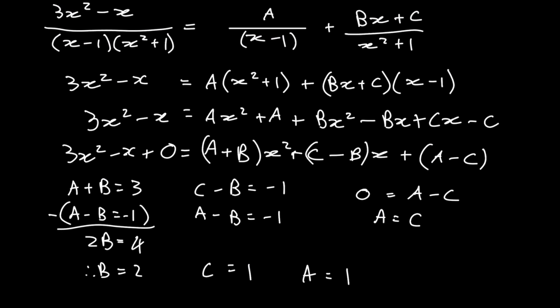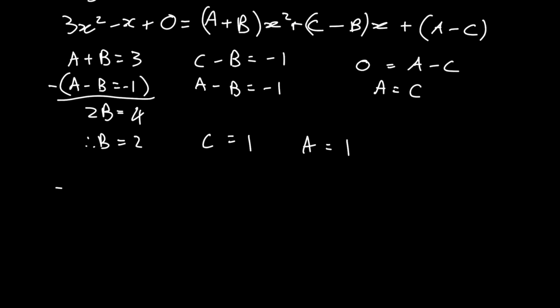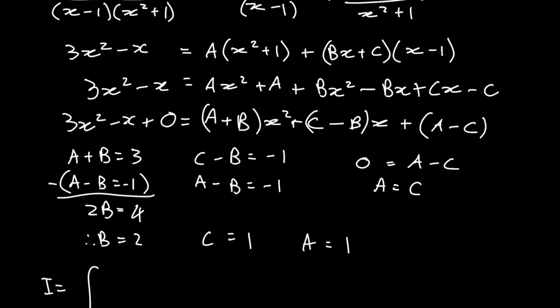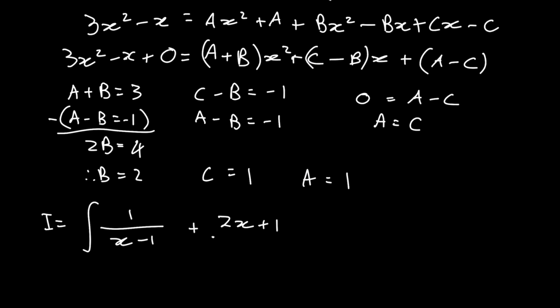All right. So now we can express this term. Instead of using these A's and B's, we can get rid of that A and put 1, get rid of this B and put 2, and get rid of this C and put 1. Now, instead of solving for the integral of the left-hand side, we can solve for the integral of the right-hand side. So our integral is now equal to the integral of 1 over x − 1 plus (2x + 1) over x² + 1, dx.